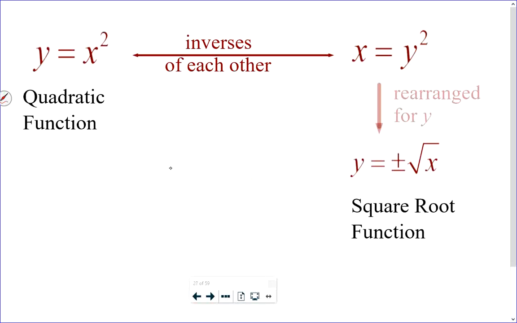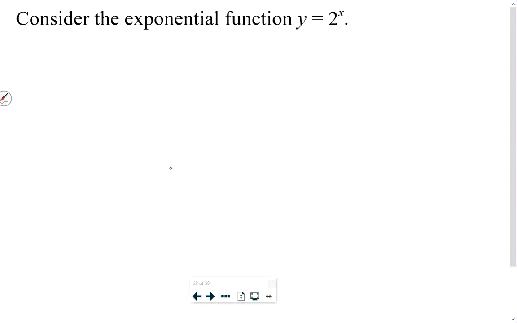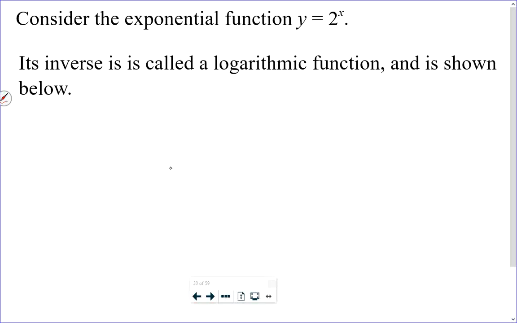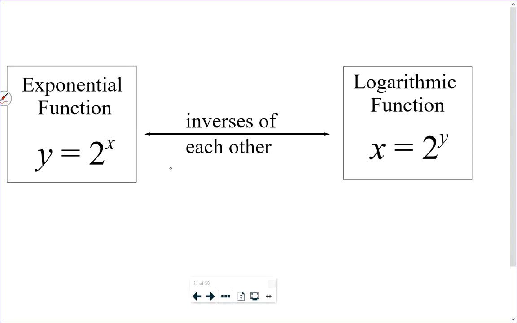By the way, this is a quadratic function, this is a square root function. So if we take a look at this exponential function, we started off by saying at the top of the page, a logarithmic function is the inverse of an exponential function. Y equals 2 to the x is an exponential function. If I switch x and y, I get the logarithmic function. These are different. Okay? So if I were to graph y equals 2 to the x, it would look like something. If I were to graph x equals 2 to the y, it would look like something. But we call this function on the left exponential and the one on the right logarithmic.